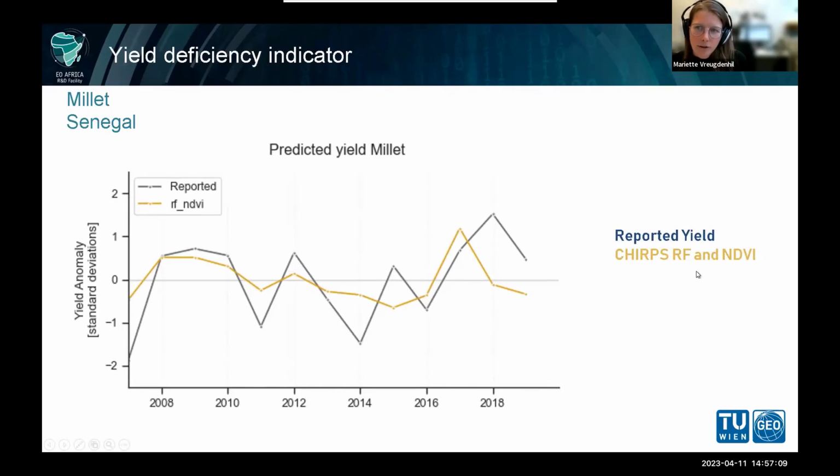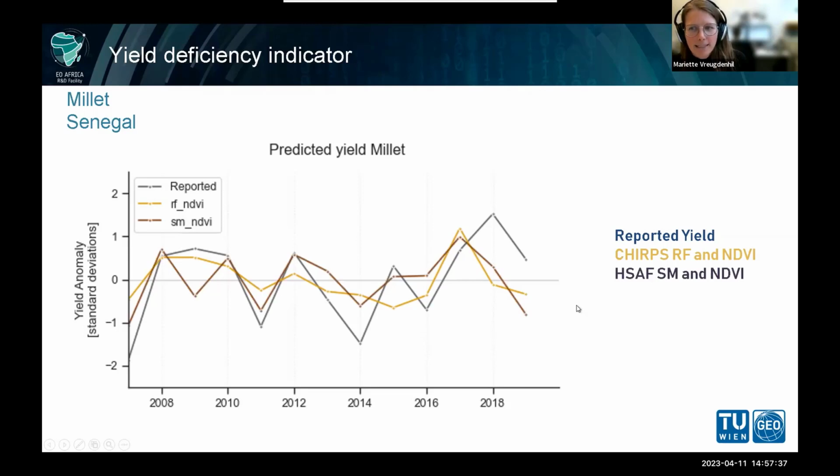Now, if we combine the data sets and try to do a prediction, what we can see is that if we combine CHIRPS rainfall and the NDVI to do a yield prediction, we capture some variability, but not all. And specifically, in Senegal, there were severe droughts in 2011 and 2014 and 2016 to some extent. And we can see that with the rainfall and NDVI, we really do not capture these deficiencies in the yield. So these negative yield anomalies are not captured with this method.